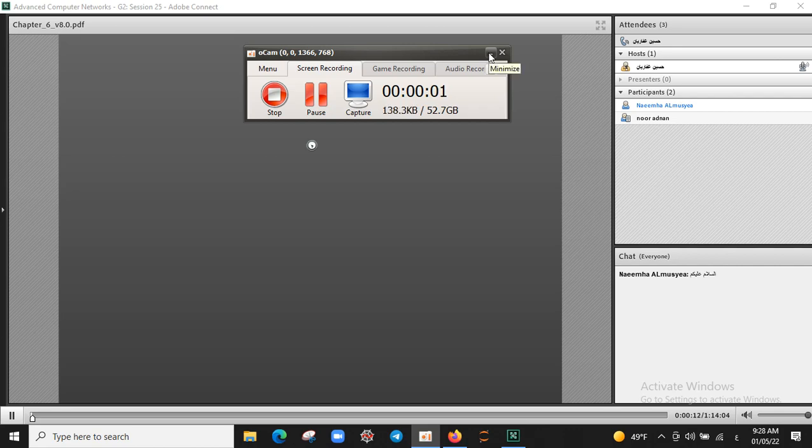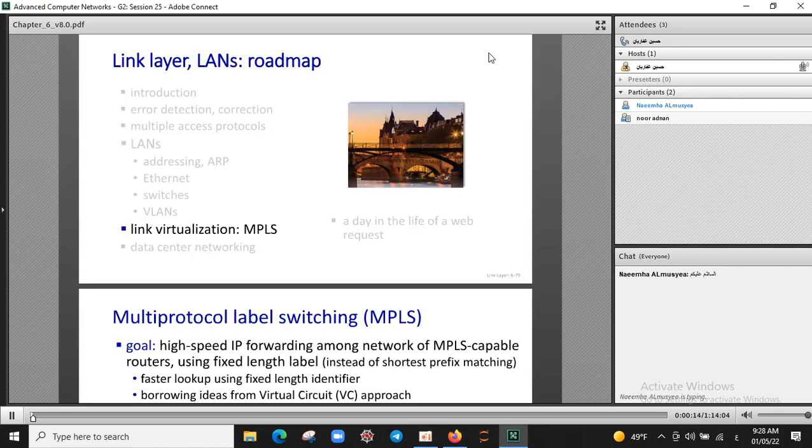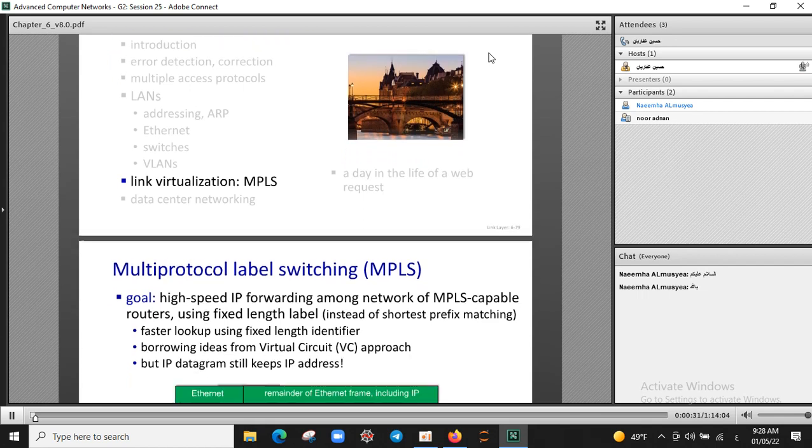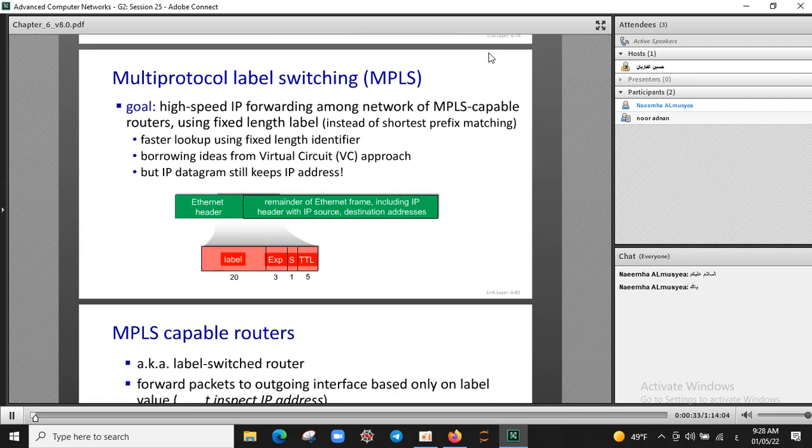This is the last lecture of this term. The last week, the last lecture of this term and this course. And today we will talk about MPLS, and also we have some topics about data center networking. Okay, we will start with MPLS first.